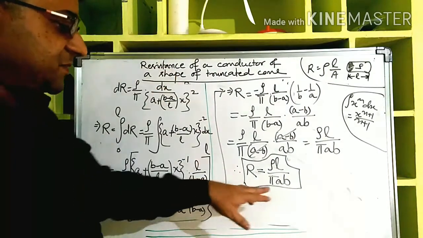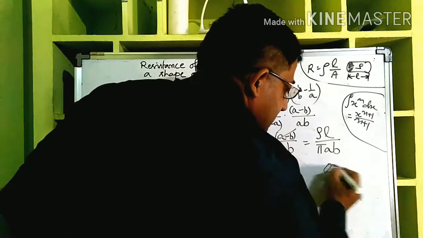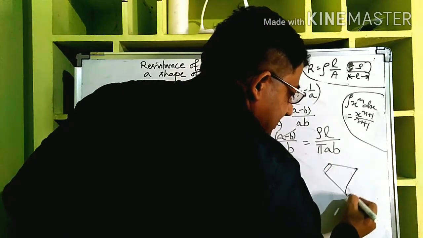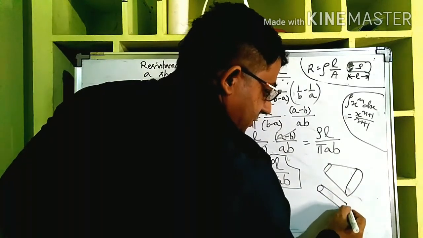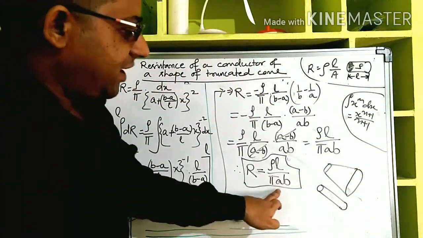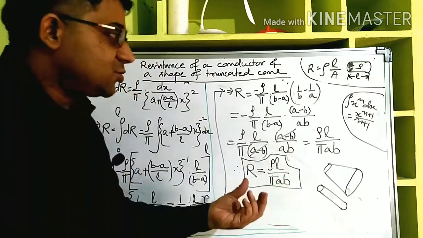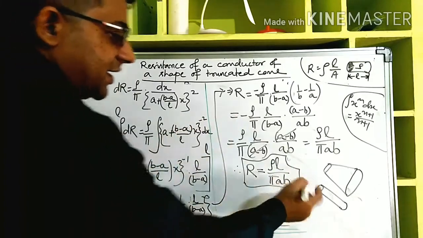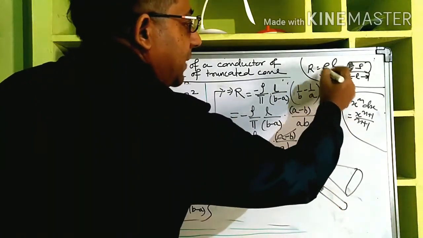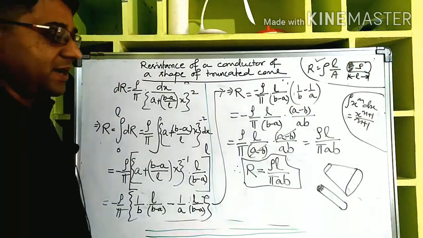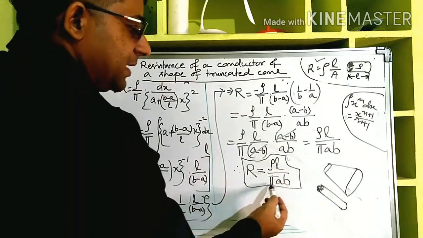Now, if we consider a special case where A is equal to B: here, since A was not equal to B, it was like this, right? But if A is equal to B, it will be exactly a uniform cylindrical structure. Then R is equal to rho L by pi A square, and pi A square is nothing but the area. So rho L by A, that will become this, right? If it is a truncated cone structure, resistance is equal to rho L by pi AB.